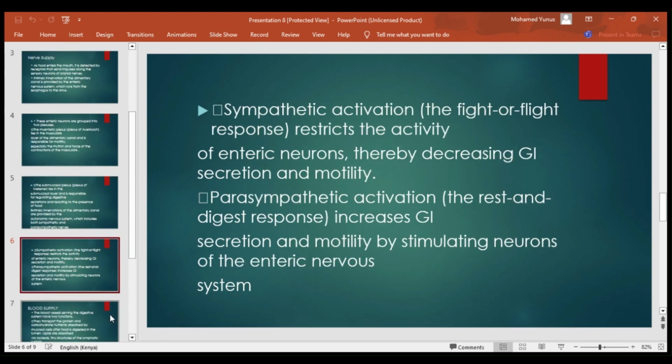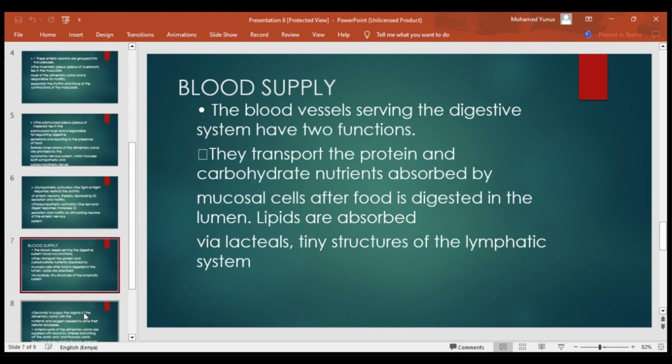So the sympathetic division, also known as the fight or flight, restricts the enteric neurons, thereby decreasing the GI secretion. So during sympathetic activation, there is minimal activity taking place within the GI tract, and when the parasympathetic is activated, that's the rest and digest. Just from the name rest and digest, it tells us that it increases the GI secretion and motility by stimulating the neuron system of the GI tract.